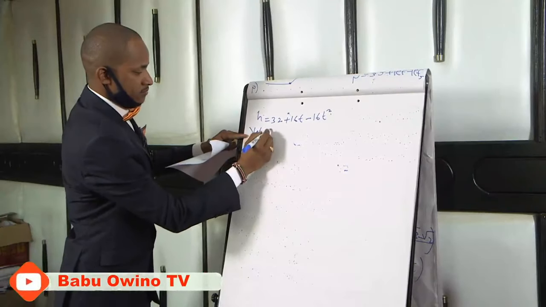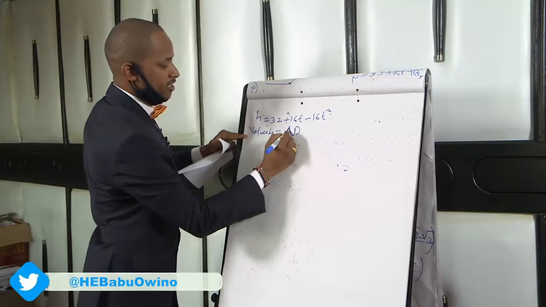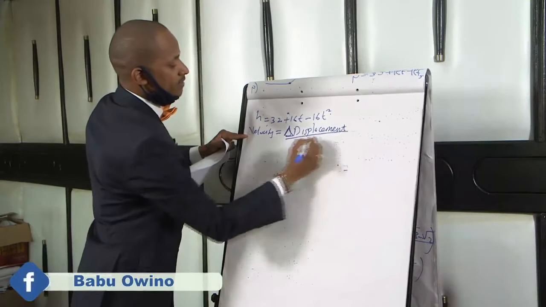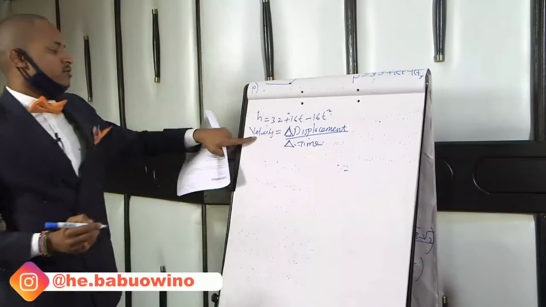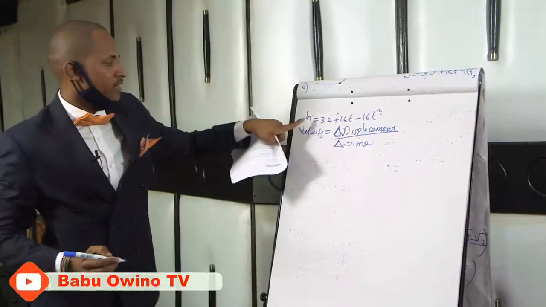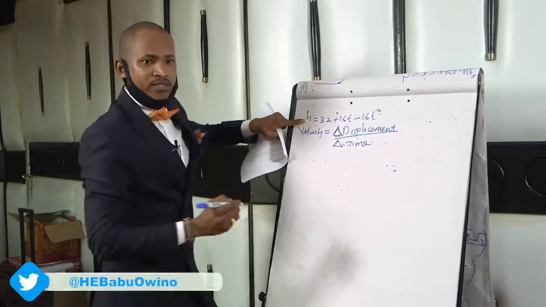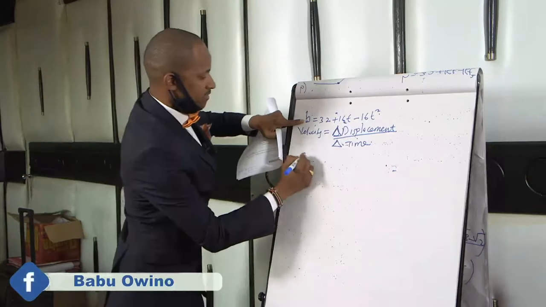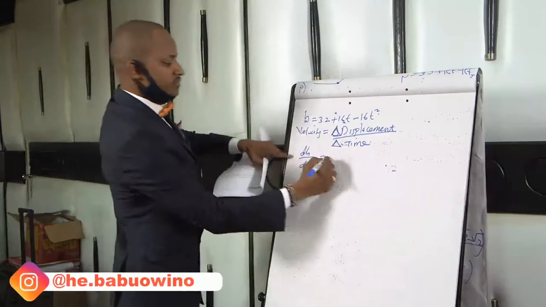Velocity is given by change in displacement. This sign means change. Change in displacement divided by change in time. So when we want to get the velocity, it is change in displacement over change in time. We have displacement, or the height, as h. So when our height is h, we just differentiate h with respect to t. So dh/dt is equal to the velocity.